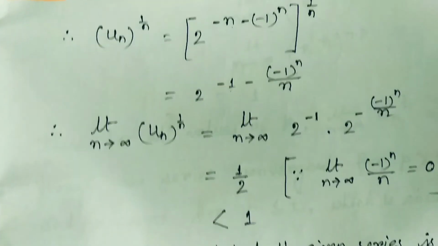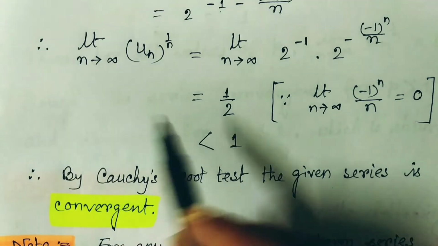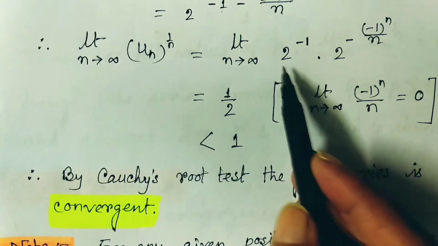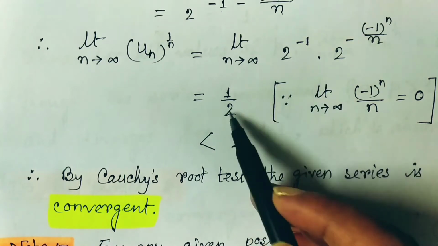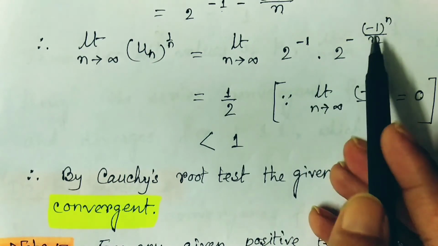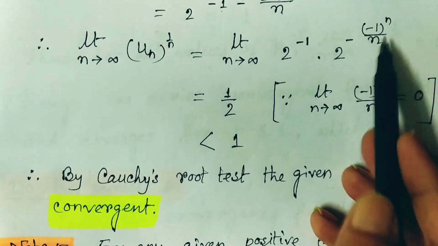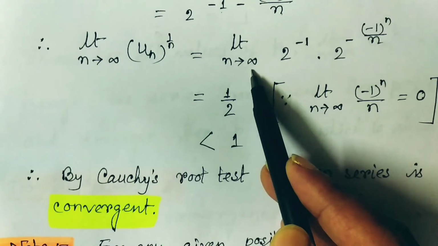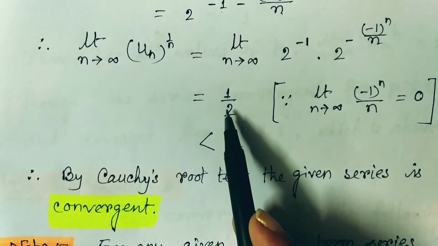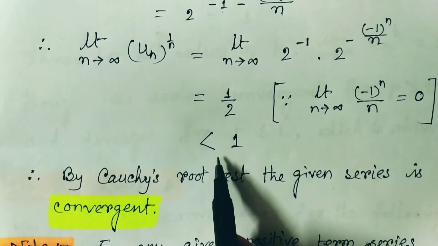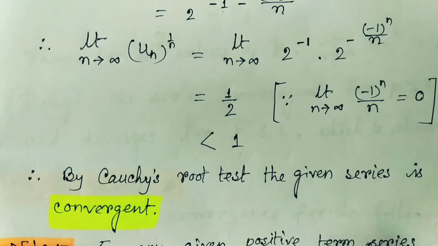After that, if we take the limit on both sides, what will we find? The limiting value leads us to 2 to the power minus 1, as this is independent of n, so it remains 1 by 2. And the part 2 to the power of minus of (minus 1) to the power n by n is definitely 0 as n tends to infinity. Anything to the power 0 is 1. So finally the limiting value is 1 upon 2, which is less than 1. Therefore, by Cauchy's root test, the given series is convergent.